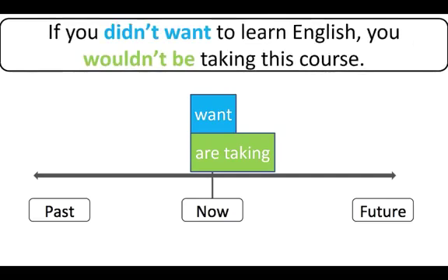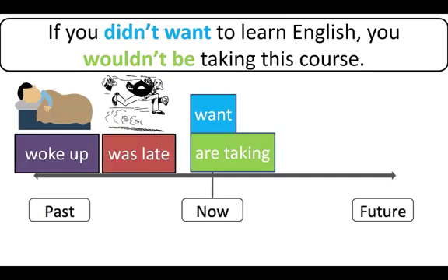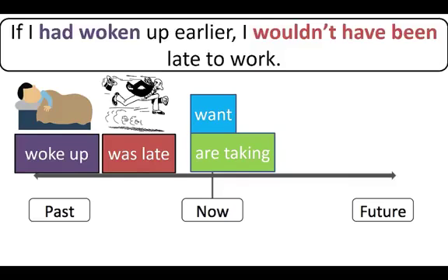In contrast, if we are imagining something different about the past, we must use different grammar. Here are two actions that happened in the past. I woke up late. I was late for work. If we imagine an alternate situation, we can say it like this. If I had woken up earlier, I wouldn't have been late to work. Notice the different verbs we use.